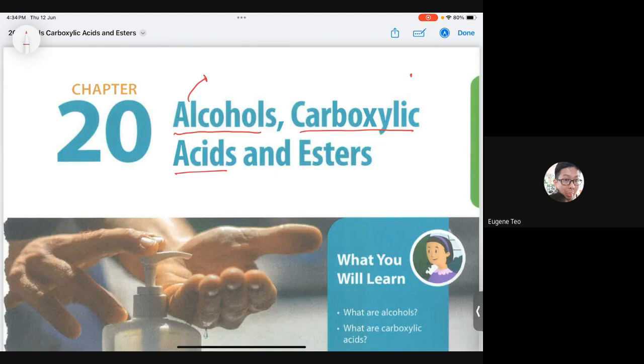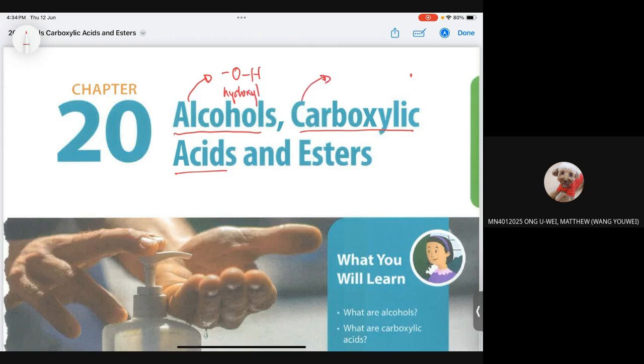Okay, for alcohols, functional group. Matthew, help me. What's the functional group? Like the -O-H. Okay, so this is called the hydroxyl group, so that's correct.